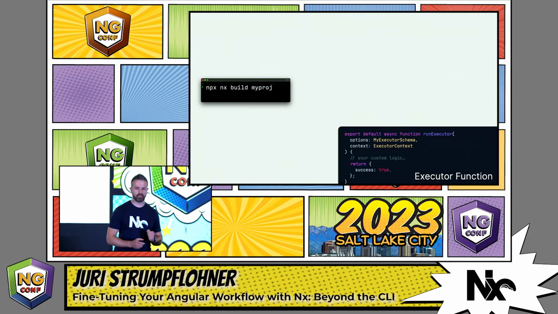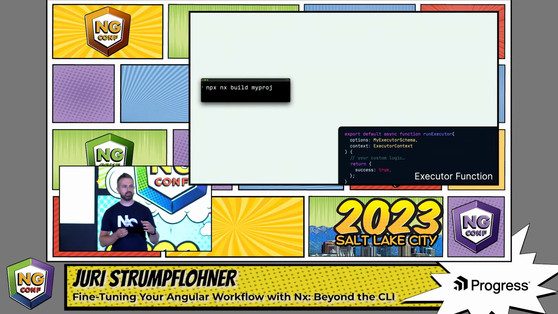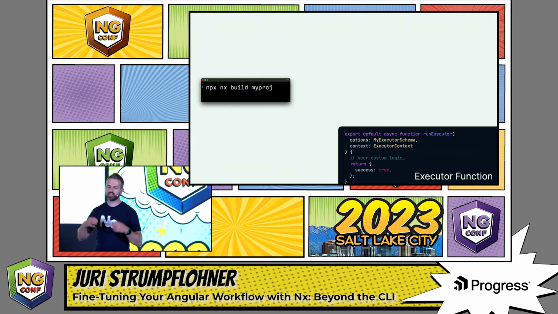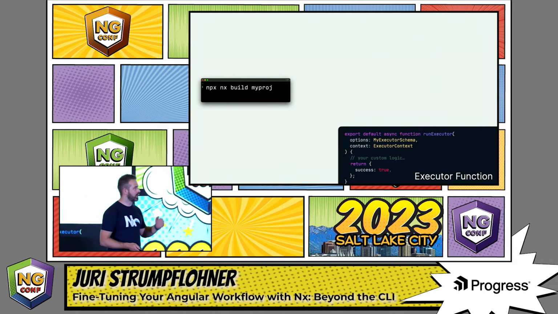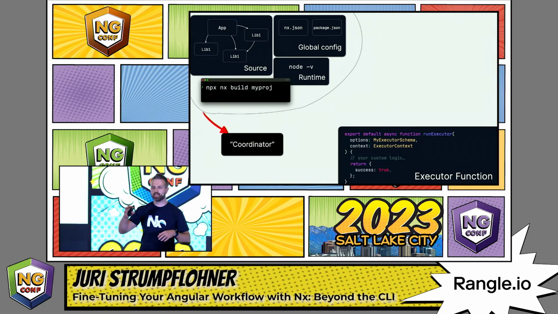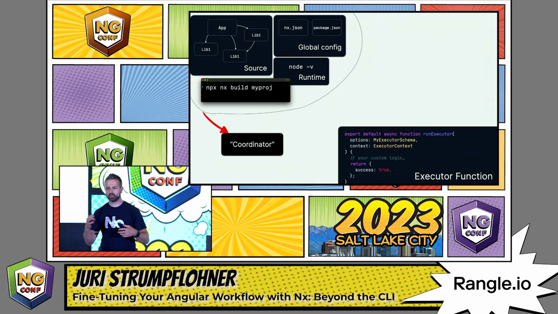So what is an executor? It's a similar scenario, but you run tasks in this case. So you usually run the build of a project, serving a project, linting it. And so that's exactly the command you can see there. And what it then does, it takes a couple of pieces of information from your workspace: the source files, obviously, the project graph, global configuration, runtime information, and passes it to what I call a coordinator mechanism in Nx.